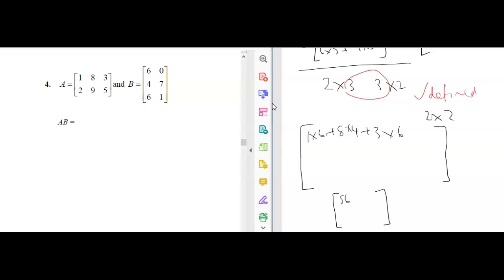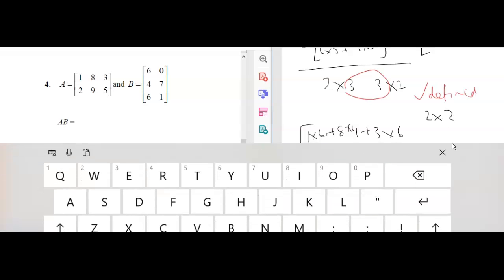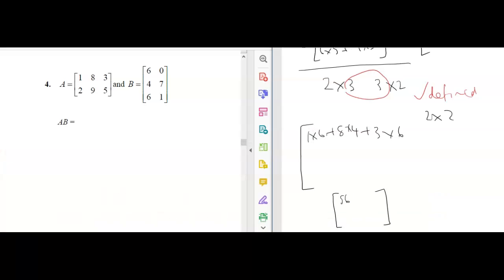Okay, I was just making sure I did that right. I might just erase that. So I've got a bit more space. Okay, so now it's first row, second column. So 1 times 0, 8 times 7, and then 3 times 1. So 1 times 0 is 0, 8 times 7, 56, and then 3 is 59.